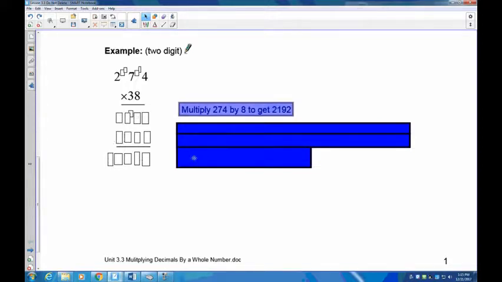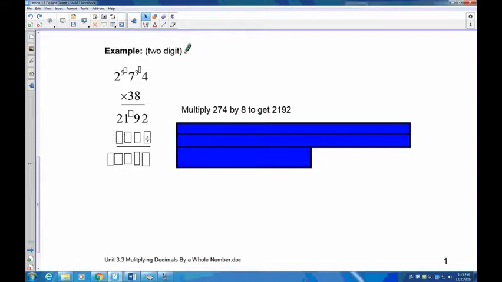So my first step is I'm going to multiply 274 by 8, and I should get 2,192. So let's take a look. 8 times 4 is 32. So I put down the 2, and I'm going to carry the 3. 8 times 7 is 56. 56 and 3 is 59. So I'm going to put down the 9, and I'm going to carry the 5. 8 times 2 is 16, and 5 is 21. So there I have 2,192, which is the result of multiplying 274 by 8.